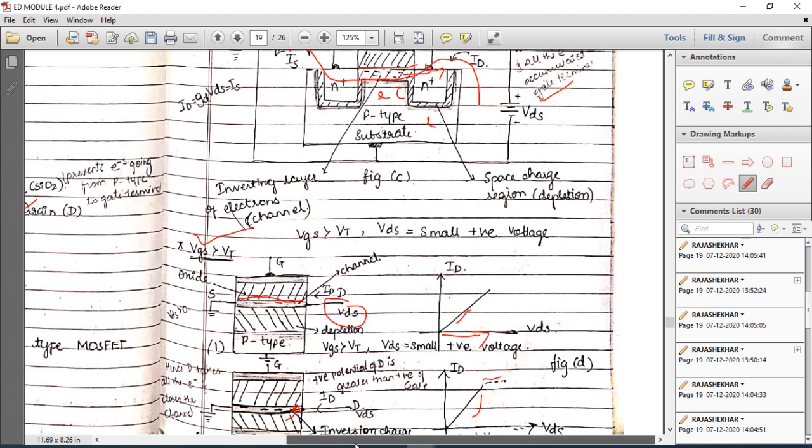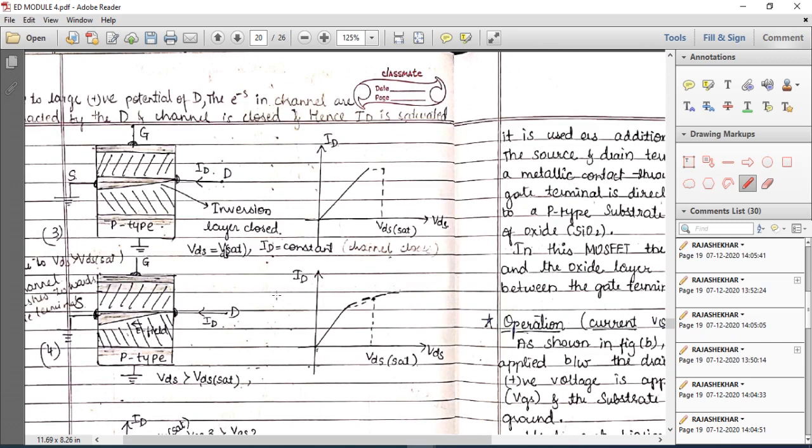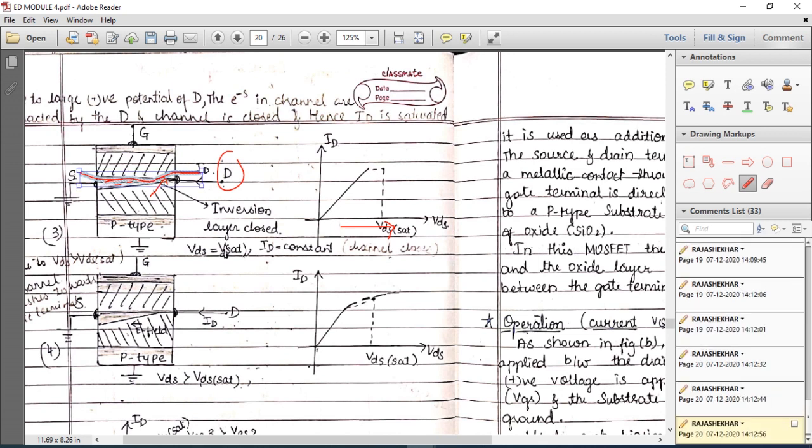Now the third scenario. Here, I will again increase VDS, the voltage across the drain terminal, to a larger extent. Then the depletion layer near the channel starts closing and almost closes the channel. Once it almost closes the channel, there is no path in the channel to move the electrons from source to drain. There is no path because it is closed here.